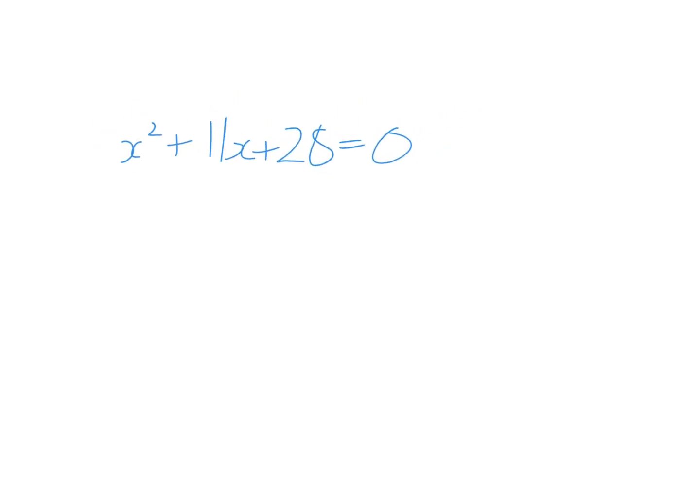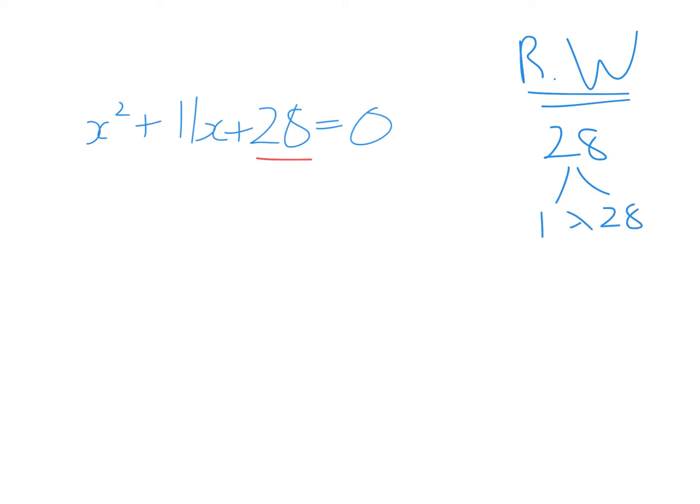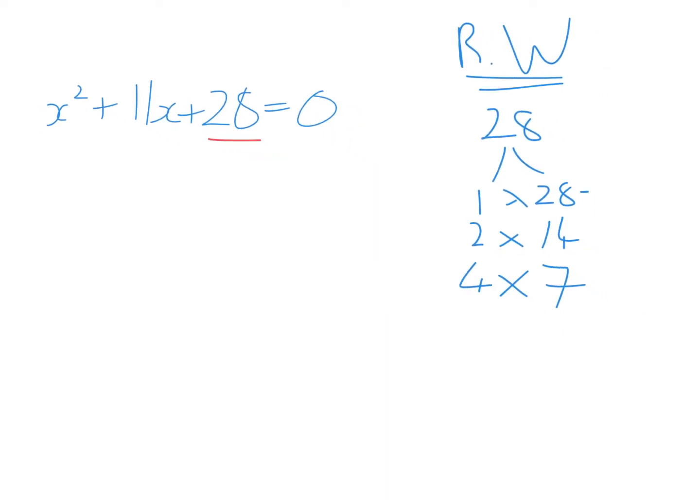Now before Christmas, we already practiced factorizing quadratic trinomials. And one of the methods we used was whenever there wasn't a number in front of the x squared. So what we did there was we just looked at the last term and factorized it as rough work. So here's our rough work over here. Let's factorize 28. So the numbers we get if we factorize 28 is 1 by 28. We can get 2 by 14. Or 4 by 7.